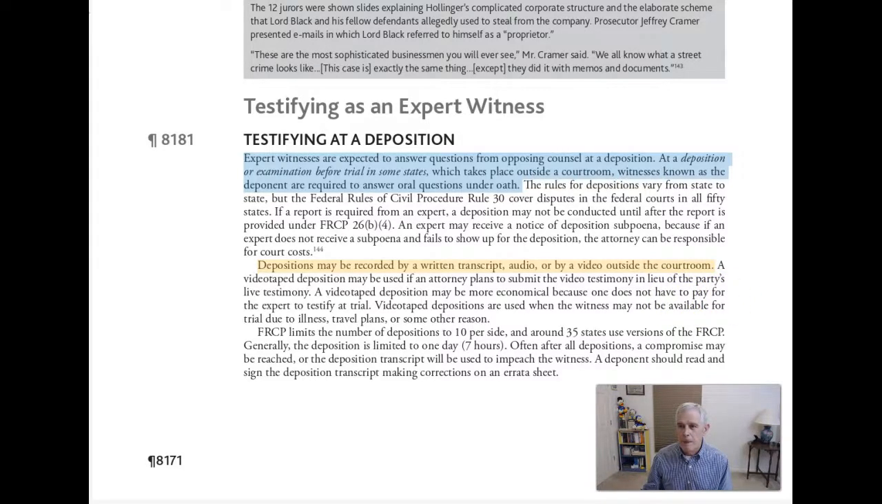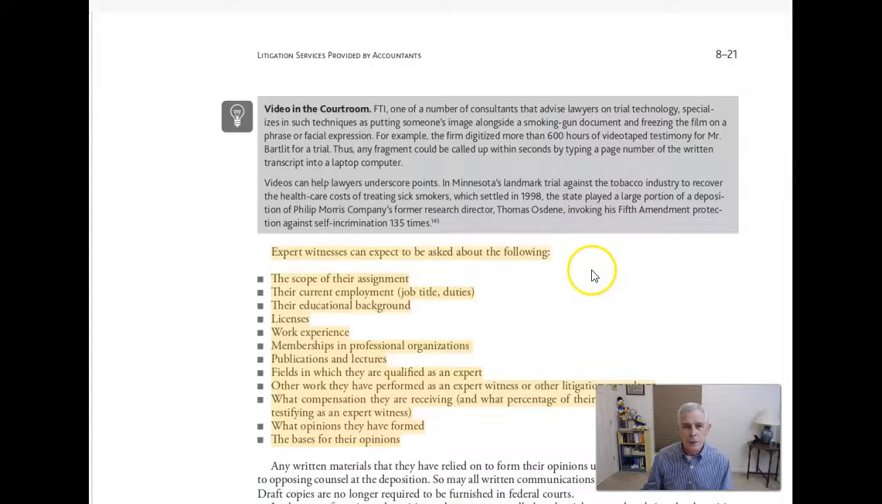Okay. And expert witnesses, when you are an expert, you could be asked about any of this, either in deposition or at trial. The scope of your assignment, your current employment, education, licenses, work experience, and the list goes on. They might ask you all of these in the deposition or, if not the deposition, at trial.